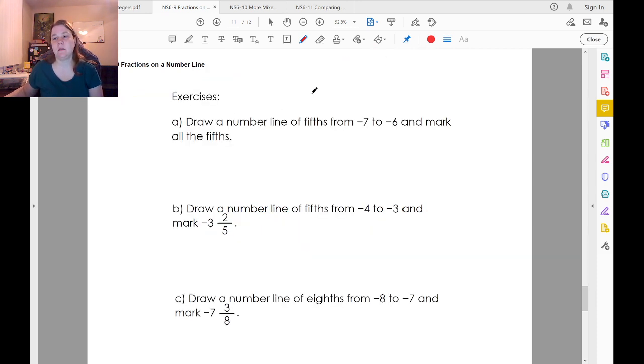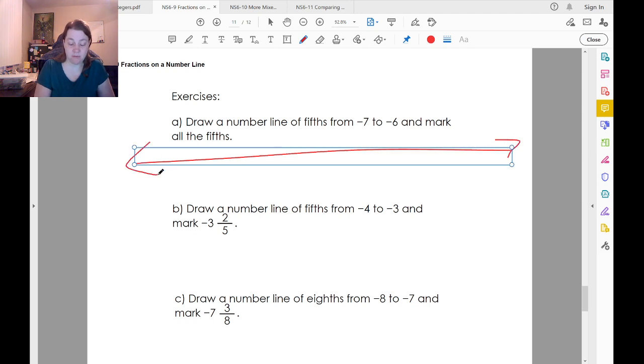I'm going to let you go ahead and tackle these. All right, let me put these up. So we're going to draw a number line from fifths, from negative 7 to 6. So I'm going to draw my number line.